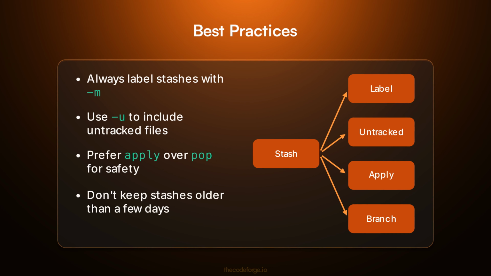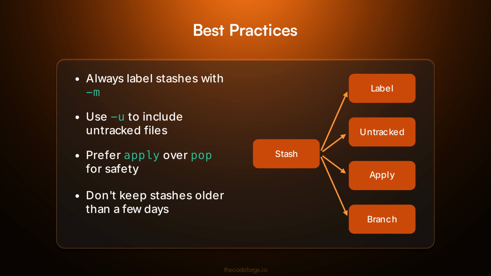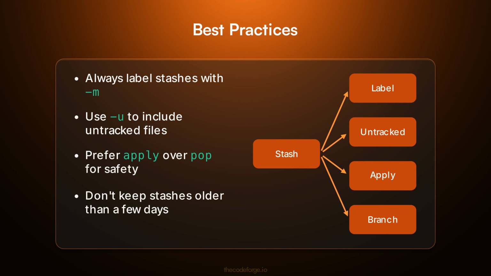Stashing is a safety net, not a workflow crutch. Always label stashes with git stash push -m description. Use -u to include untracked files. Prefer apply over pop when conflicts are possible. And don't keep stashes older than a few days. Convert them to branches if they matter.